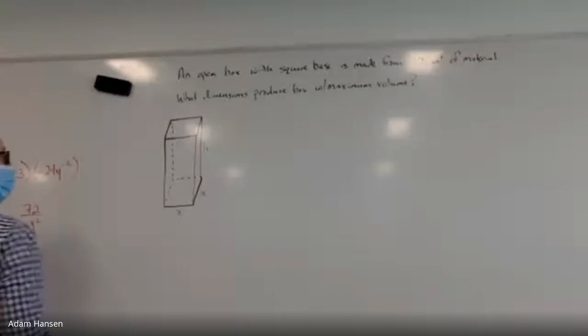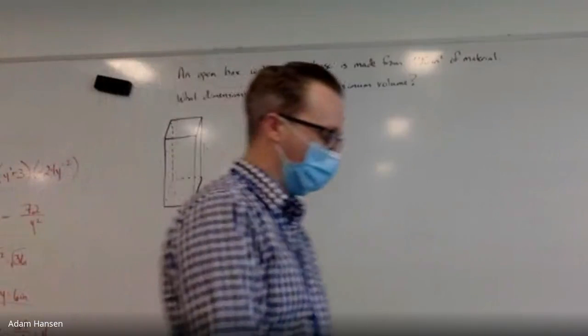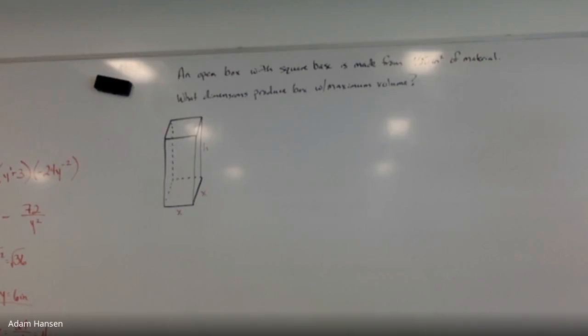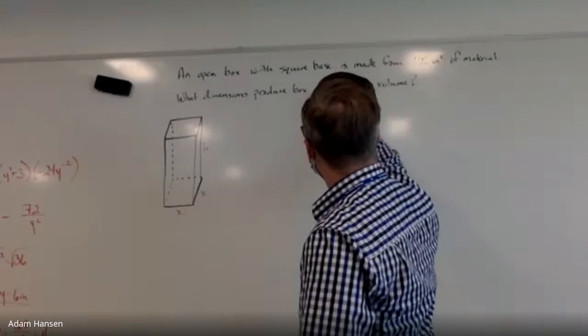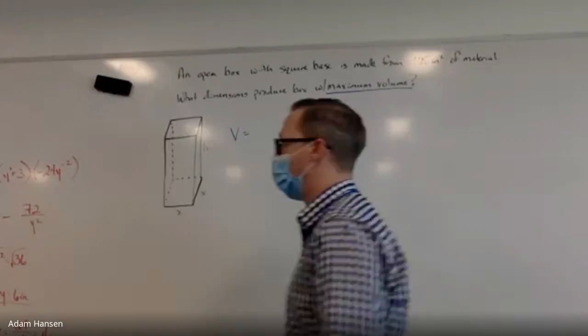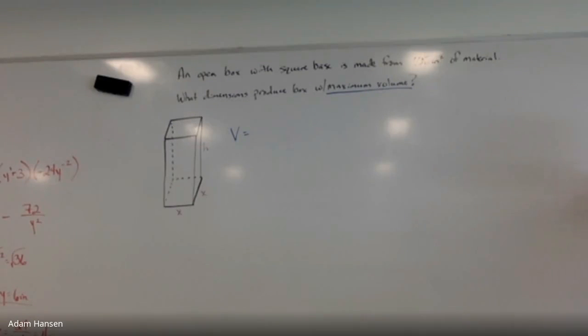Let's just call this the height, or y if you want to, I suppose. We're trying to find the dimensions of the box that has a maximum volume. So our primary equation is going to be the volume in terms of x and h. In terms of x and h, what would the volume of this box be?